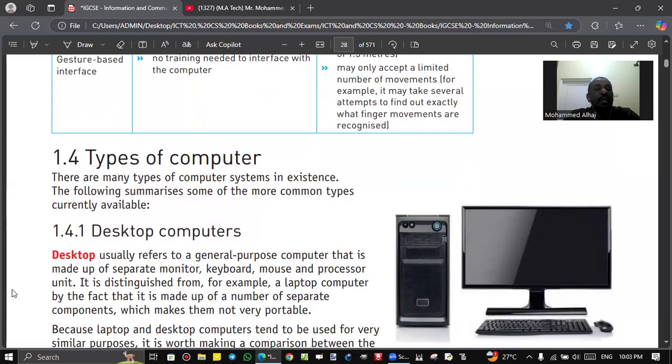Inshallah, in the next video, we're going to talk about types of computers. As we know, we have different types of computers that we need to talk about, inshallah, in the next video.